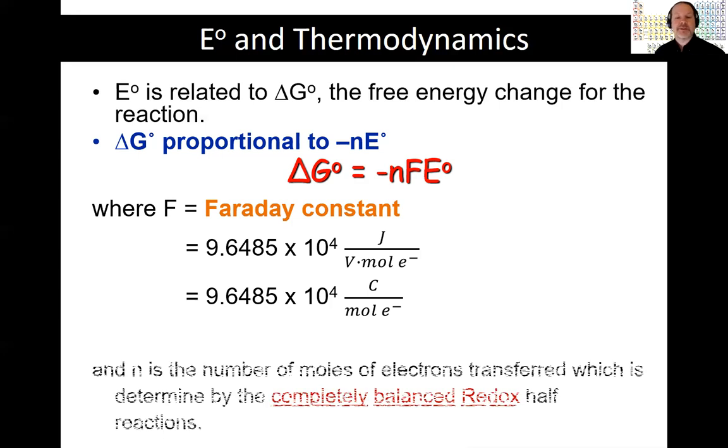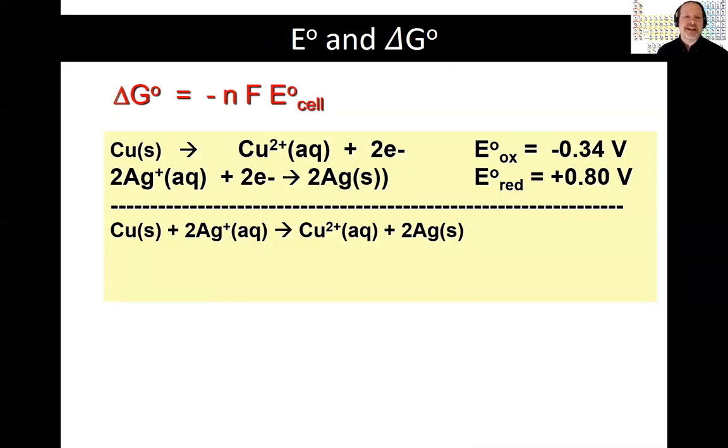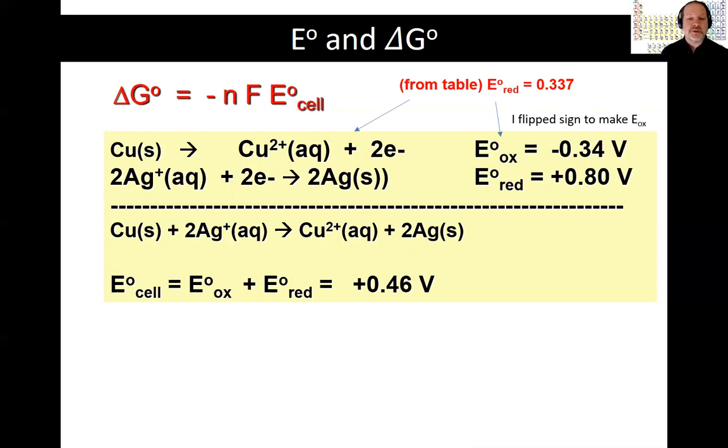So n is the number of electrons transferred, which you figure out from balancing the redox reaction. We learned how to balance redox reactions in an earlier lecture. You might need to go back to that to review. So if I take the reaction between copper and silver here, I see that I can get a positive voltage if I oxidize copper metal and I reduce silver ions. So my oxidation potential plus the reduction potential here gives me a total of 0.46, a positive voltage.